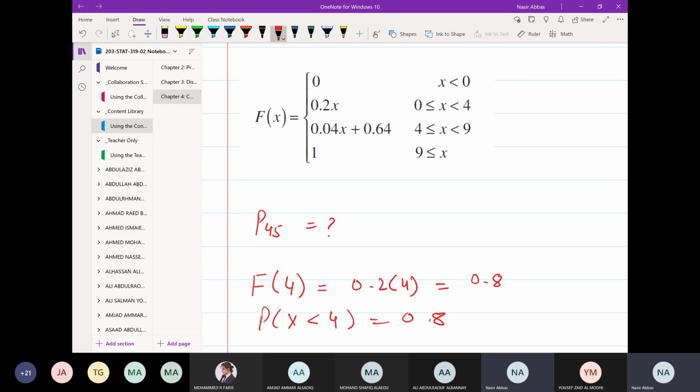And this is a valid probability CDF. You put 4 in the first one or you put 4 in the second one, you will get 0.8 from both of them. It doesn't matter which one you put in. There is something wrong in our CDF that we used in the previous question. I will figure out what is wrong. In this one, whether you put 4 in here or you put 4 in here, you get 0.8. It doesn't matter which one you are using.